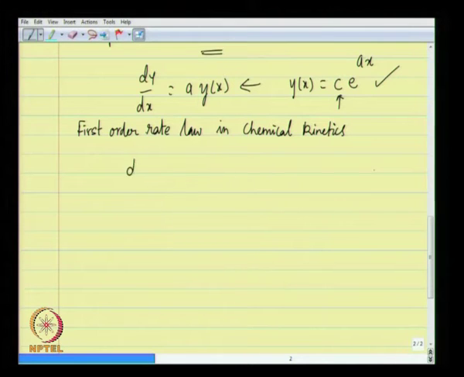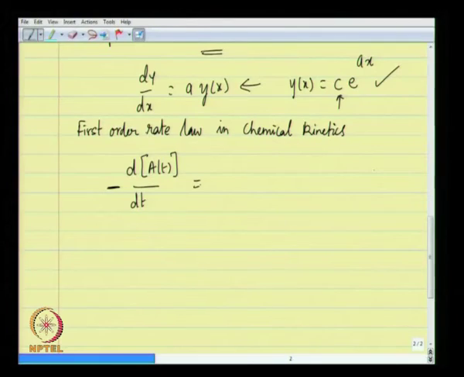d of the concentration of a substance as a function of time by dt. So, this is the rate of change of the concentration of A of t, and when you put in the minus, it is a rate of decrease of the concentration of A of t as a function of time, because A reacts with some other species or with itself. The first order law is given by the fact that it is k times the constant A. Therefore, you can see that minus k is equal to this A.